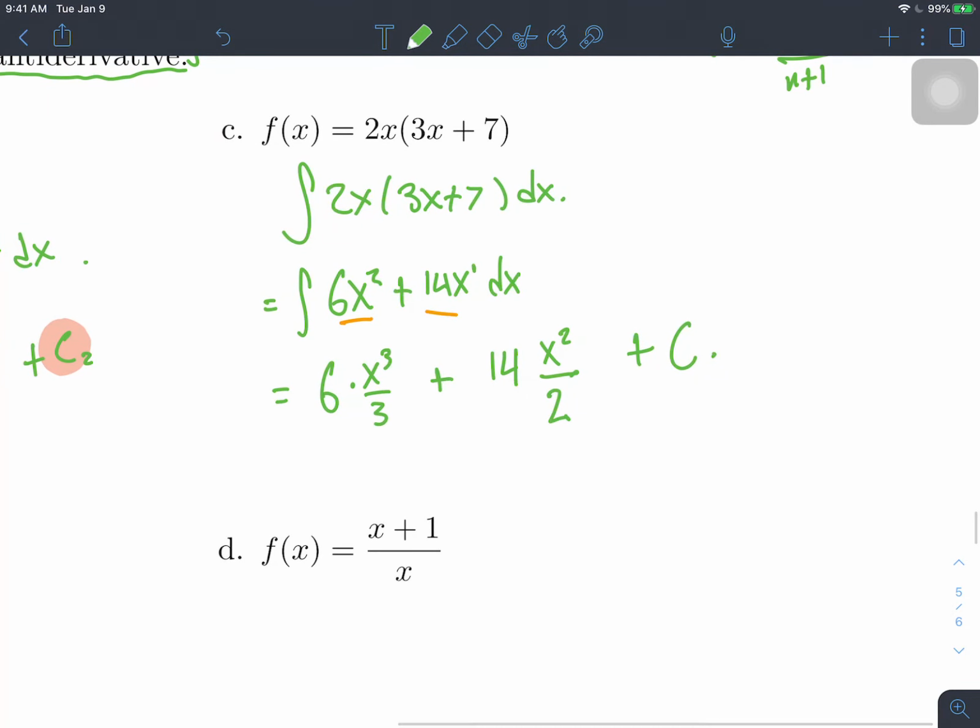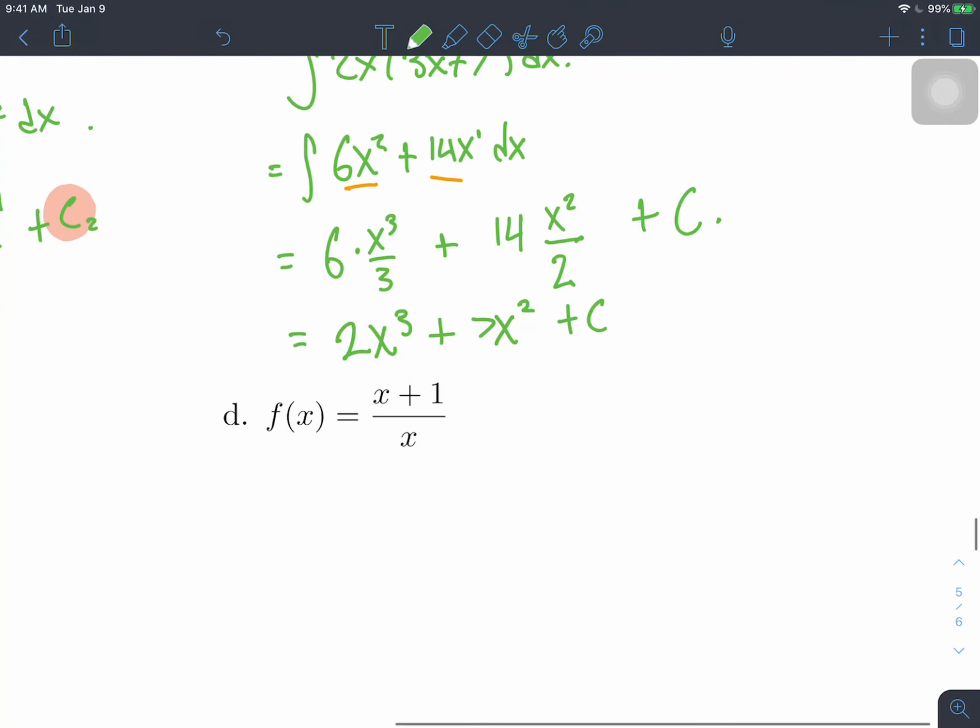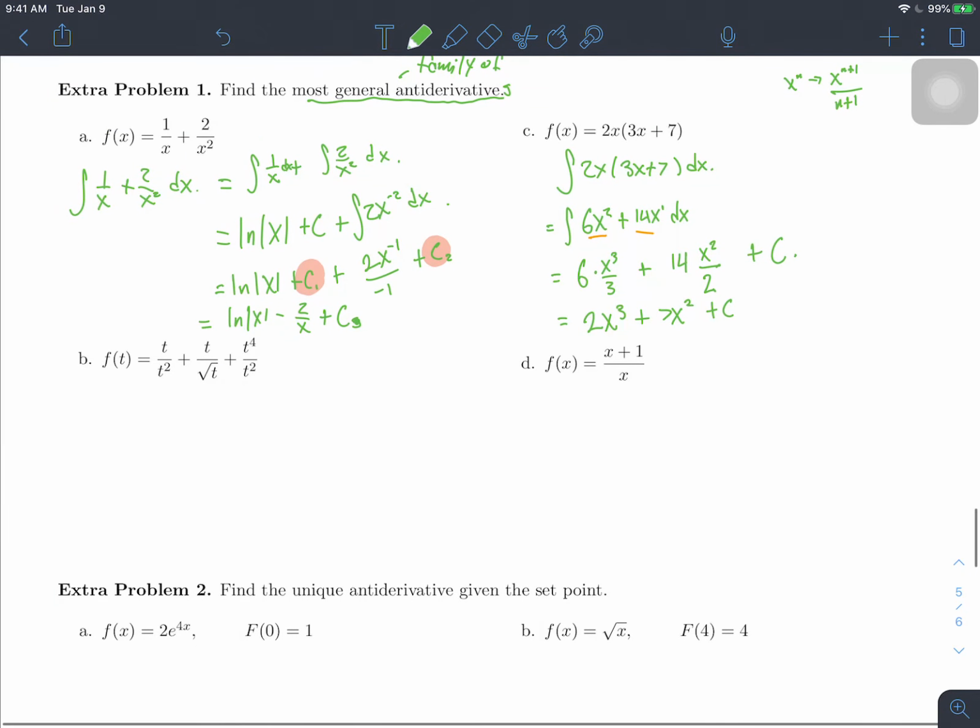Okay, so this is a whole bunch of functions. We could rewrite it as 2x cubed plus 7x squared plus c. All right. Why don't we try this one? Integral of x plus 1 over x.